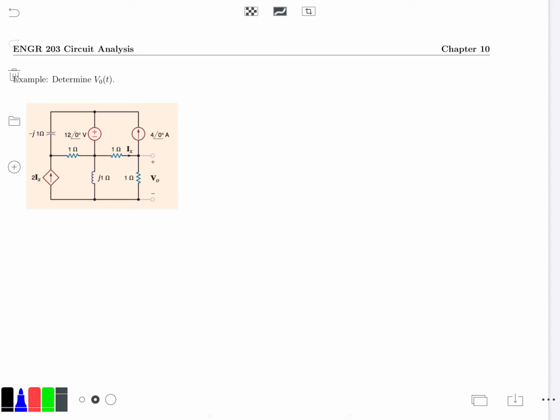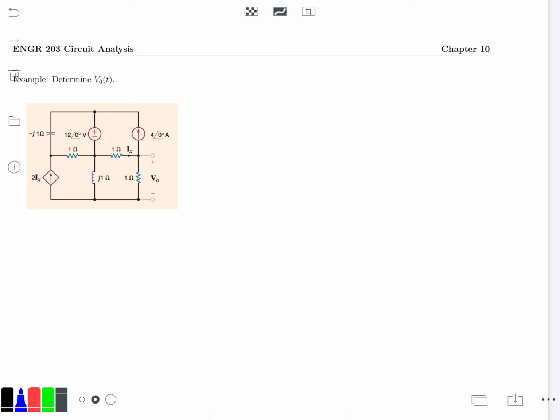To other Chapter 10 problems. Here is a generic one. It's a little bit harder than the ones we've been doing. So we have this circuit here. They have already converted everything to impedances for us, saved us a little bit of time. And it's our job to figure out the V0 here.